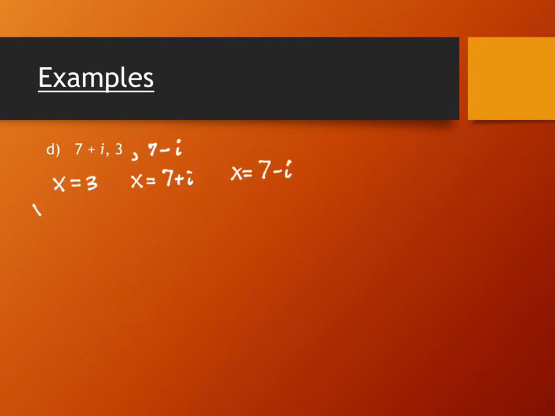So if I move the 3, I've got x minus 3 equals 0. I have to move the 7 and the i, so I actually have x minus 7 minus i equals 0. And I have x minus 7 plus i equals 0? Because I have to subtract both of the pieces or add both of the pieces to the other side. That one's a little bit different. We haven't had that happen yet.